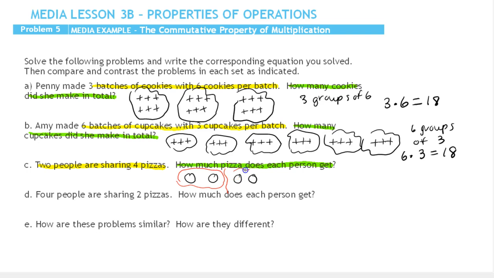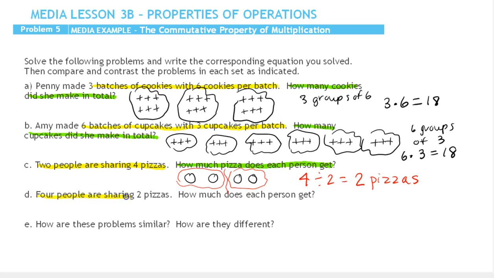This is for the first person. This is for the second person. So each person gets 2 pizzas. So we could write this as 4 divided by 2 equals 2. So each person gets 2 pizzas. Let's look at the next one.